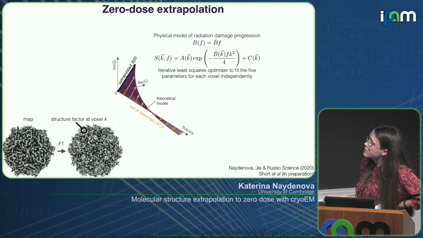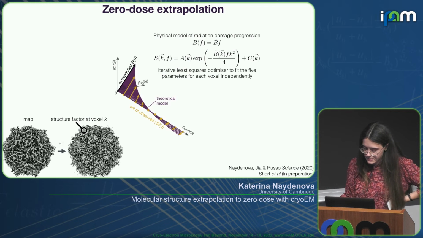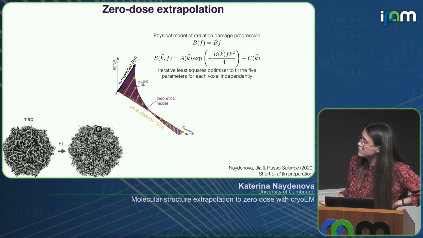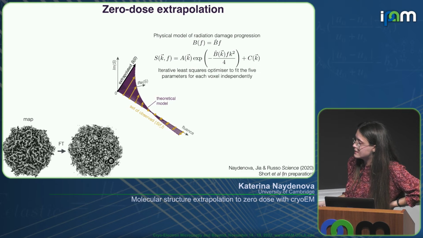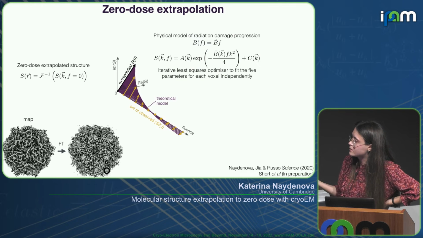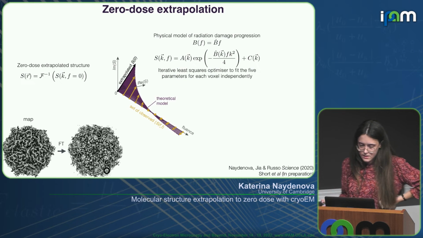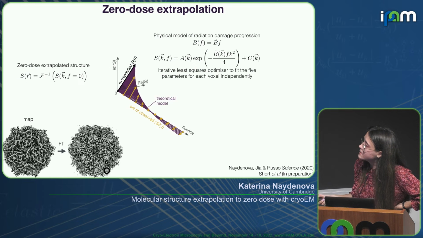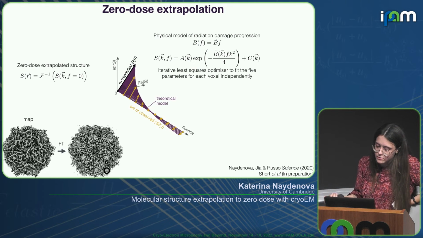So you have to use the experimental data at each voxel in Fourier space and determine these three parameters, two complex numbers and one real number. So in the end, just 5 numbers. And you go through all the voxels of your series of maps and do the same procedure over and over again. And in the end, you calculate the structure factor at zero fluence using these fits, and you invert the Fourier transform to obtain the zero-dose extrapolated map.